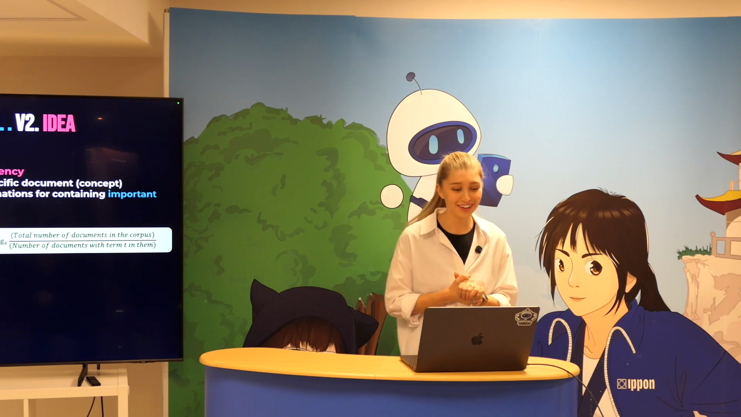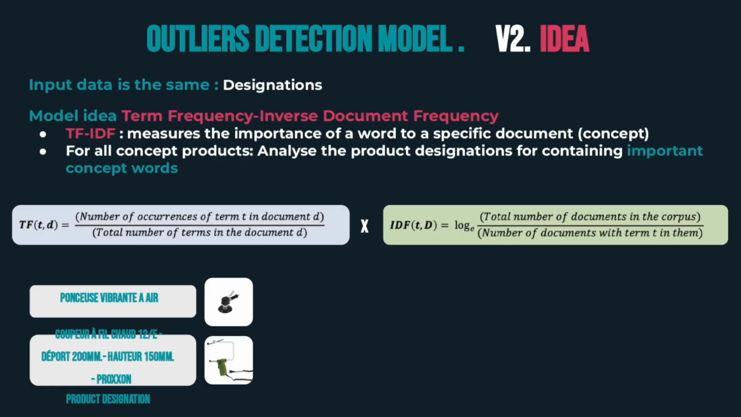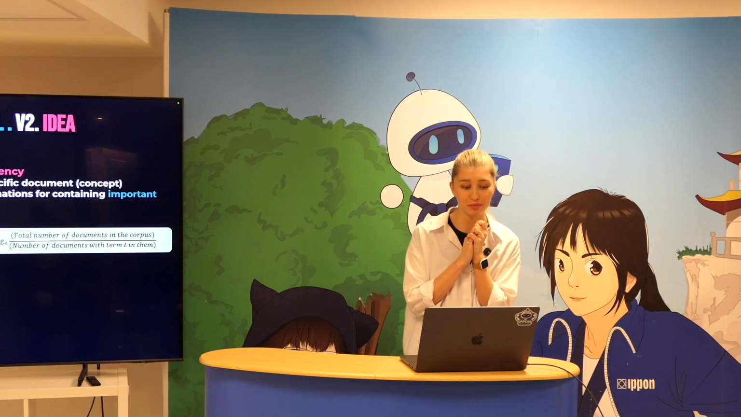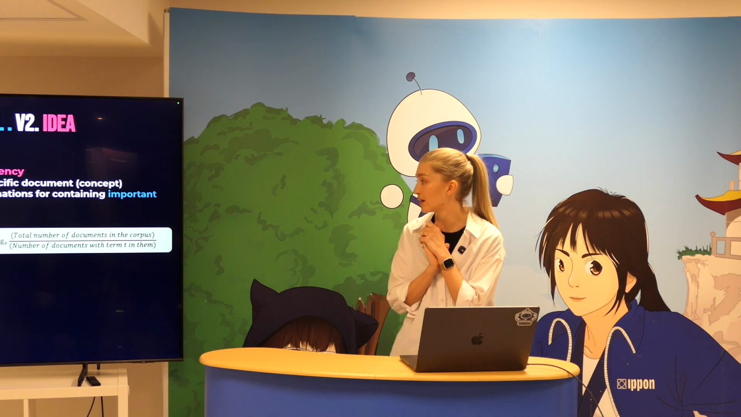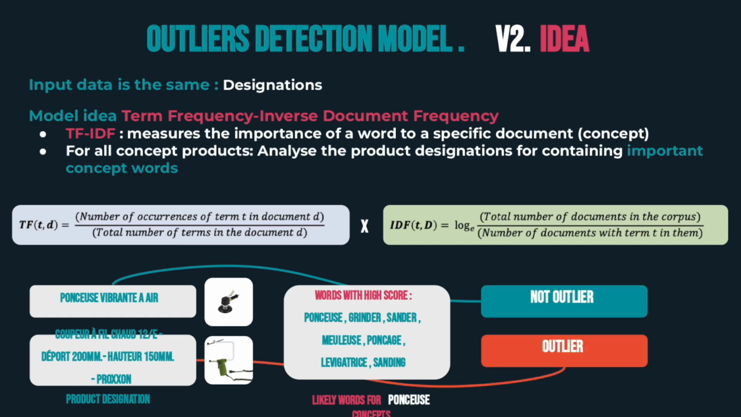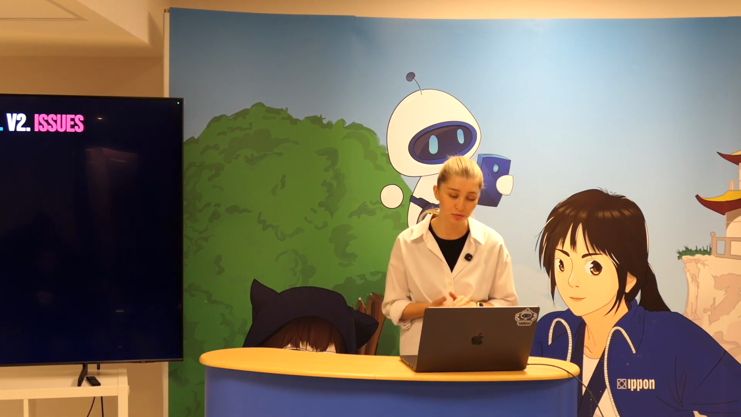Let's go to the example. So we have 2 products, Pensos, and the second one, please read by yourself. There is a product designation, and for the concept Pensos, we identified the most important words. For example, Pensos, Grinder, Sander, Ponsage, and others. And according to this, the first product is not an outlier, the second one is an outlier. So, looks nice, looks good. But of course, we have some issues with this model too.